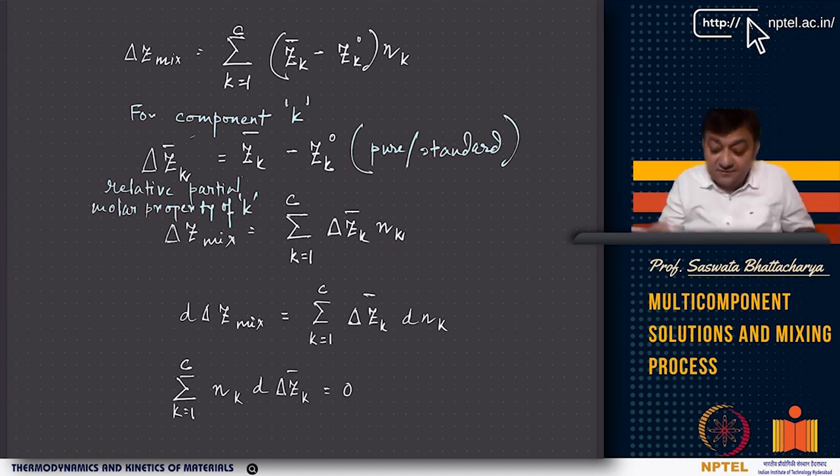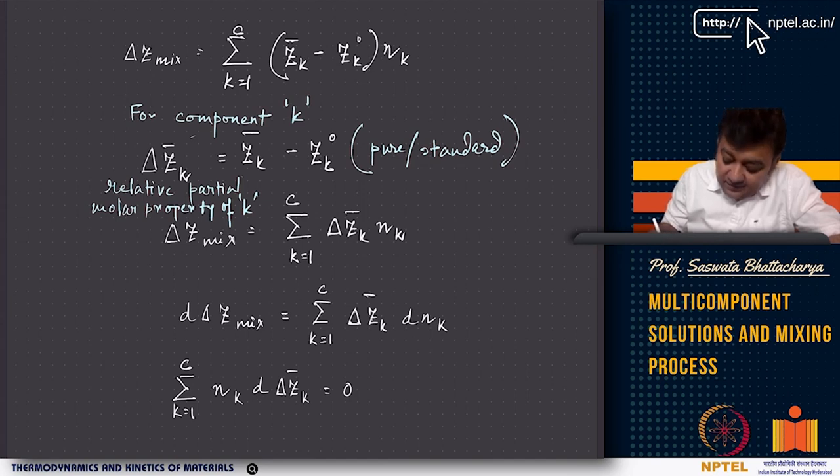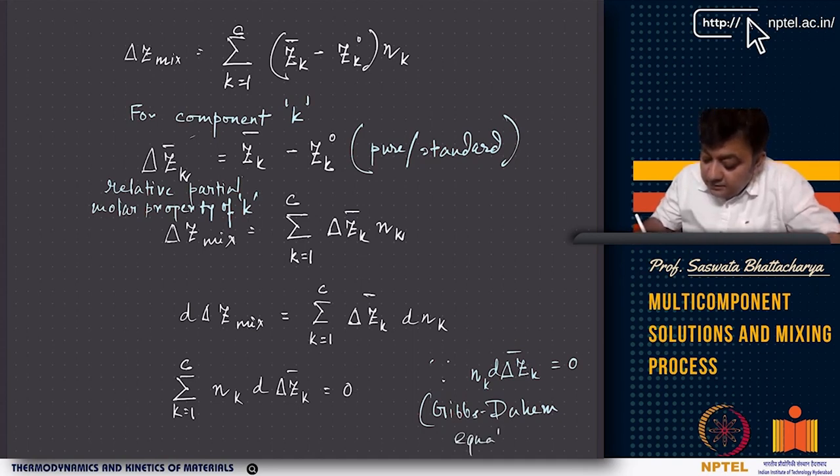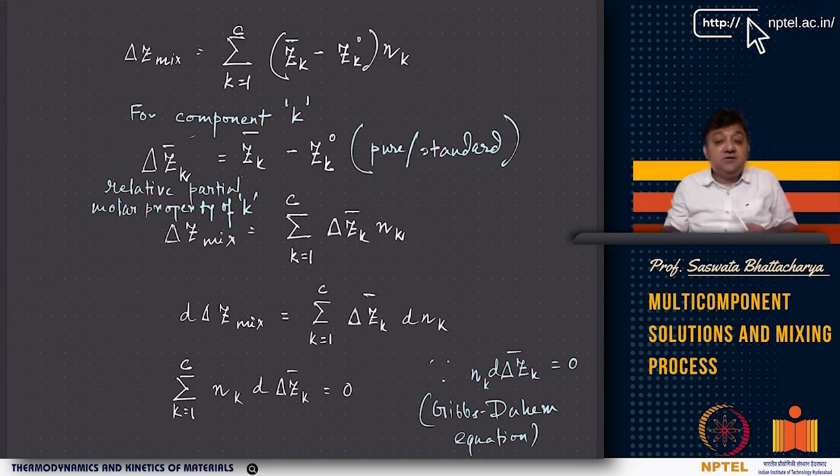Now, if I want to do an exact differential, if I want to find the differential of that, so d delta Z mix equals the sum from k equal to 1 to c of delta ZK bar dNK. Why? Because NK d delta ZK bar will be equal to 0, again, because of the Gibbs-Duhem relation. So, as you can see, the Gibbs-Duhem equation is not only valid for the partial molar property mu, the partial molar property, but also for the relative partial molar property, that is the delta mu, right? The relative partial molar property is the difference in the partial molar property after mixing from that before mixing, right?